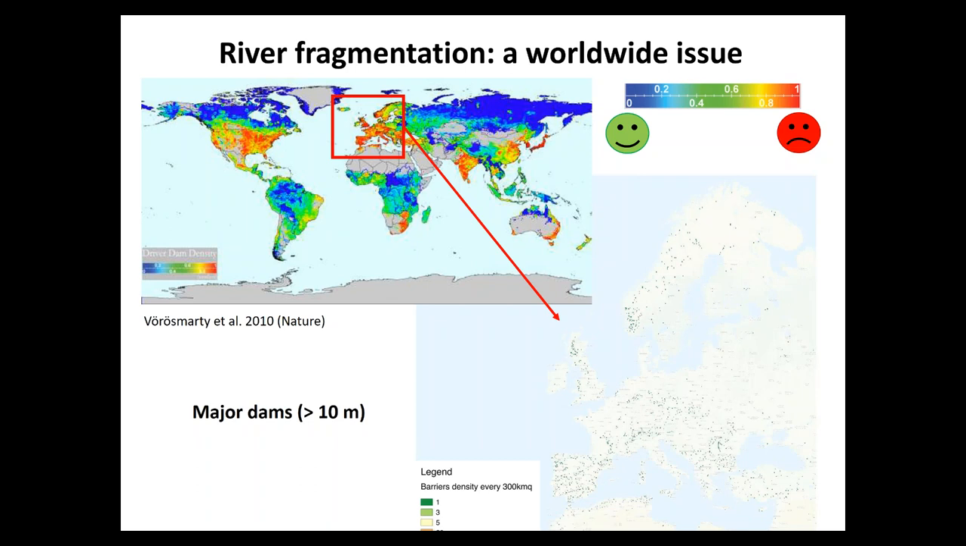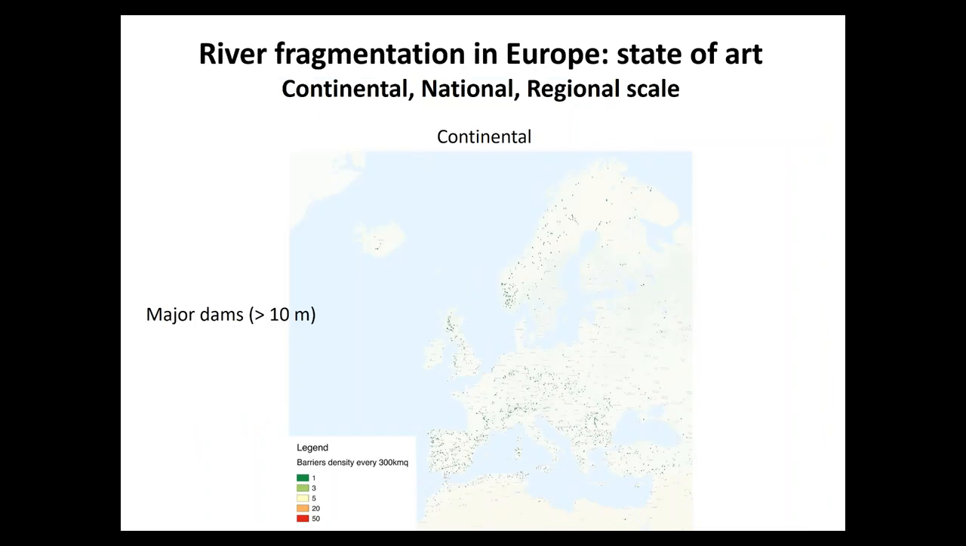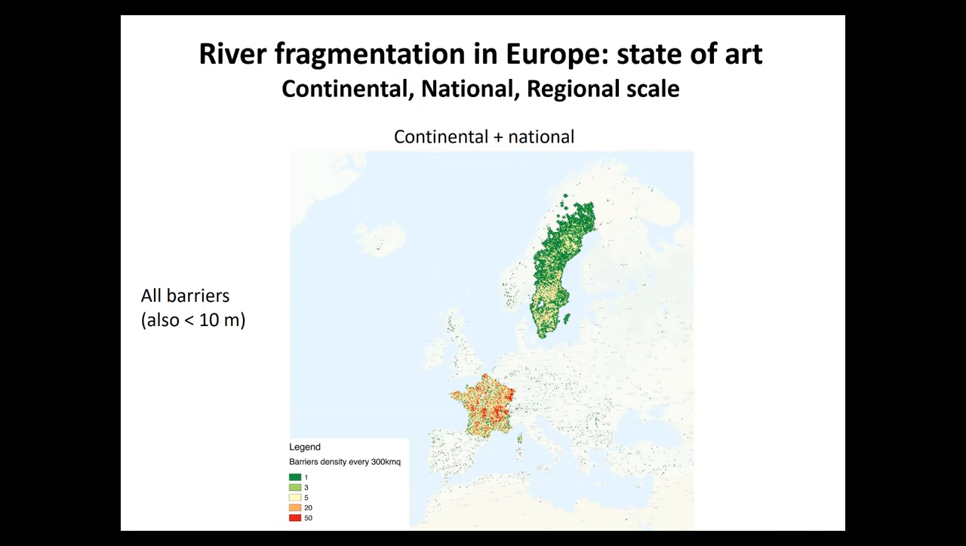When we zoom in at the European scale with this information that is available at the worldwide scale, including only dams higher than 10 meters, we can see that the situation does not seem to be so bad. The density of barriers higher than 10 meters is not big in Europe. But this is the most complete and consistent information at the European scale concerning barriers higher than 10 meters. But we started to collect a number of databases, especially the databases that are available online.